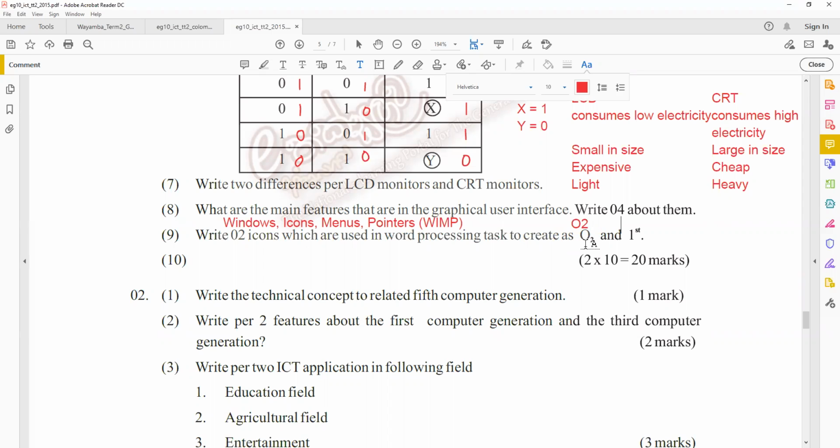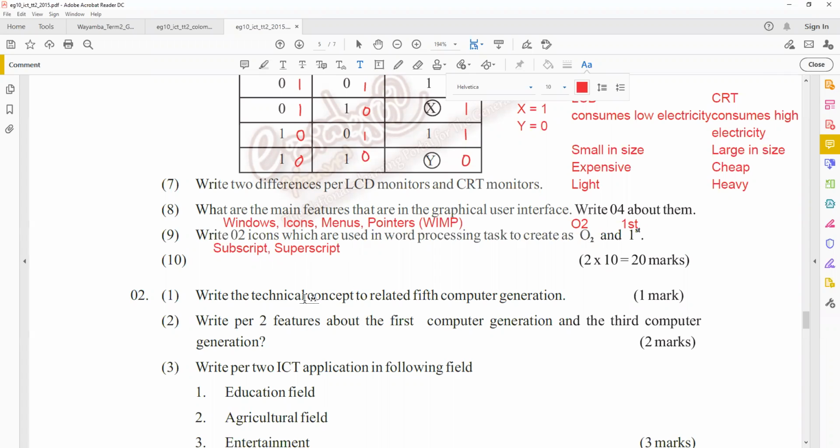Likewise, when you type it, you have to type 1 ST and then you have to make it like that, right? So what are the icons we have to use? O2, that is what we call subscript. And first ST we call superscript. Okay, good. Both Janani and Pramodi gave me the correct answer.